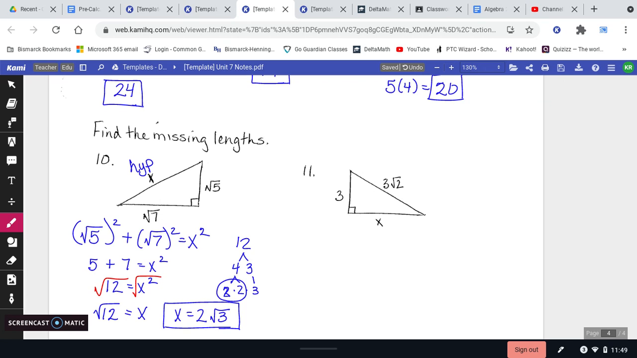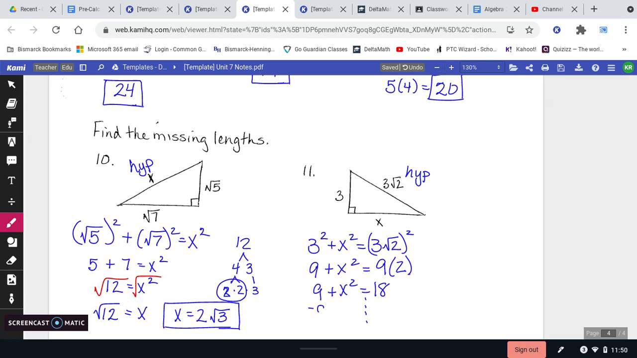All right, number 11. Now, this one, we're not looking for the hypotenuse. We're actually looking for one of the legs. So this is going to be 3 squared plus x squared equals 3 square root of 2, and then I've got to square this. So this is 9 plus x squared. Now this gets squared, so that means the 3 gets squared. That turns into a 9. And then the root 2 gets squared, so the exponent of 2 cancels out the root, so that actually turns into a 2. So this is 9 plus x squared equals 18.